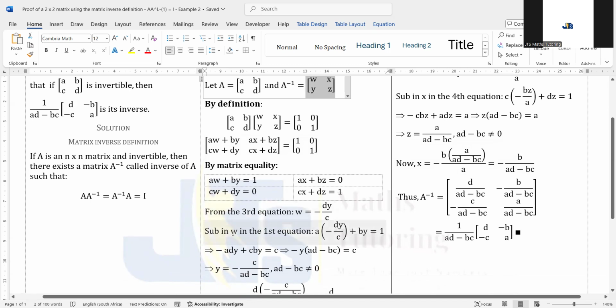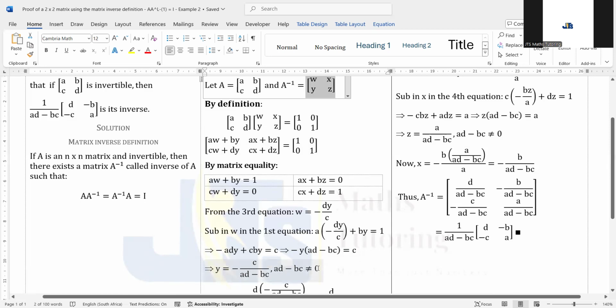I'm going to sub in that value for W into my first equation. So this is going to give me A into minus DY over C plus BY is equal to 1. This implies that negative ADY plus CBY is equal to C. This implies that negative Y into AD minus BC is equal to C. This implies that Y is equal to negative C over AD minus BC, provided AD minus BC is not equal to 0.